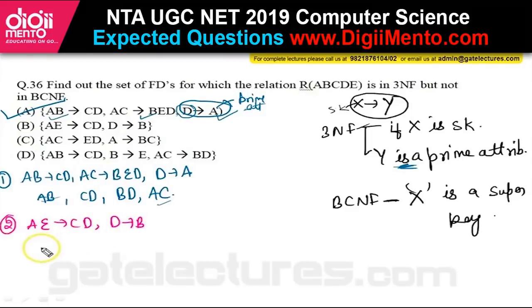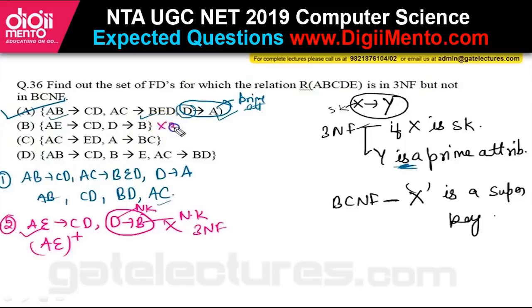Now you can clearly see that AE is the candidate key over here. This is right because A is the candidate key, but if you look at this one, D is a non-key attribute and B is not a prime attribute, it is also a non-key attribute. So a non-key is giving a non-key attribute, so it is not in 3NF. It is not in 3NF, so obviously it will not be in BCNF.